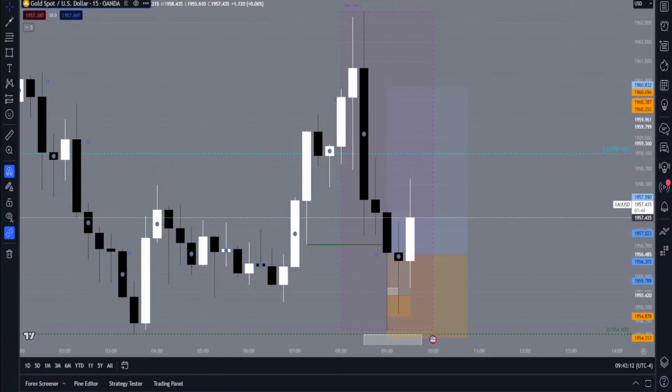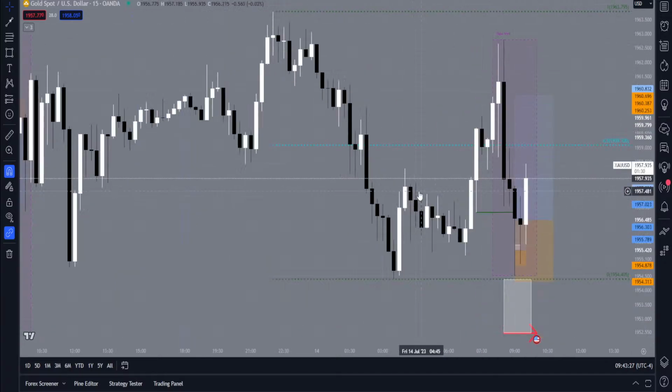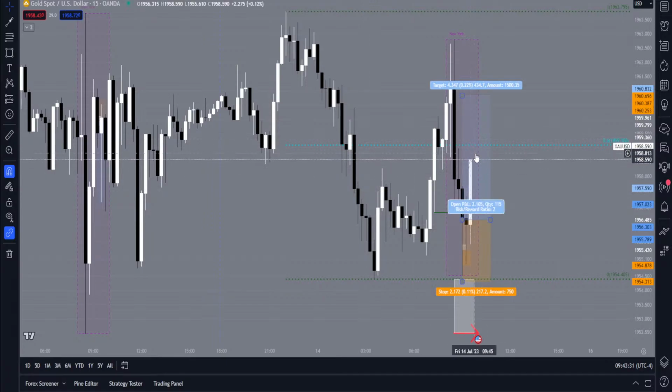But right now I'm not really paying attention to it anymore, because as long as it doesn't reach up here, I'm not doing anything. Once it reaches up here, I'm moving stop loss to break even. Once it reaches this blue line over here. Okay? Okay, so now it wants to go here. So this is what I'm going to do.